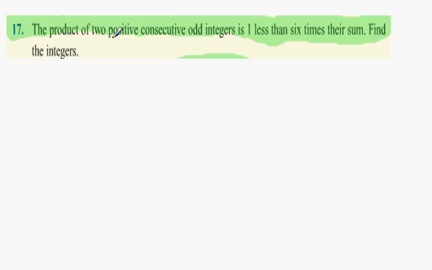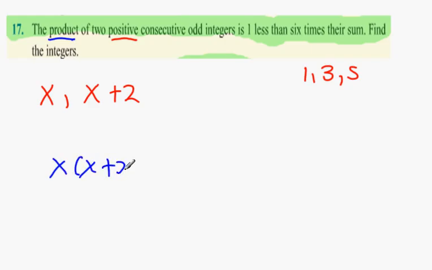The product of two positive consecutive odd integers. Let one of them be x, and remember the gap between odd integers has to be 2. So the next one has to be x plus 2. Now, find the integers. Okay, they have to be positive, so x has to be a positive number. So the product means multiply them: x by x plus 2.